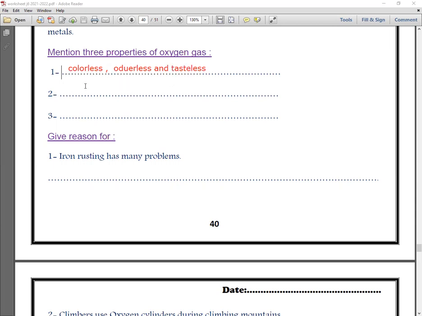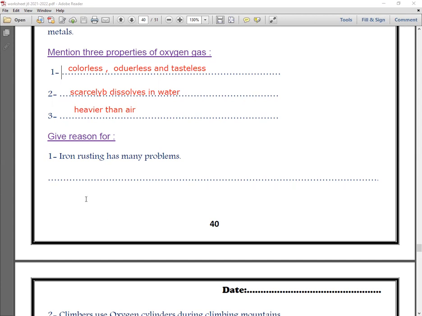Number 2, oxygen scarcely dissolves in water. Number 3, oxygen is heavier than air, so it replaces air.